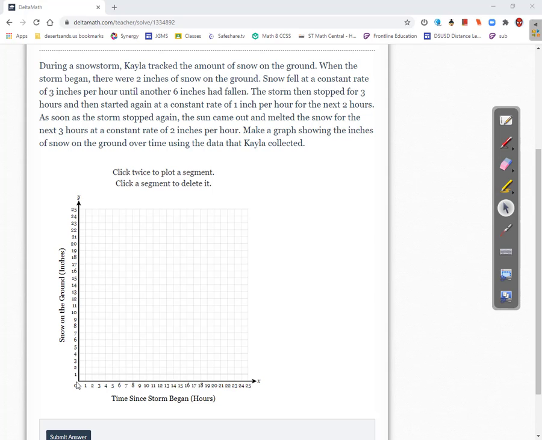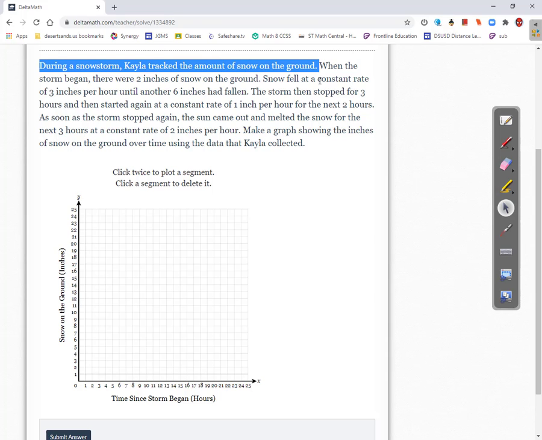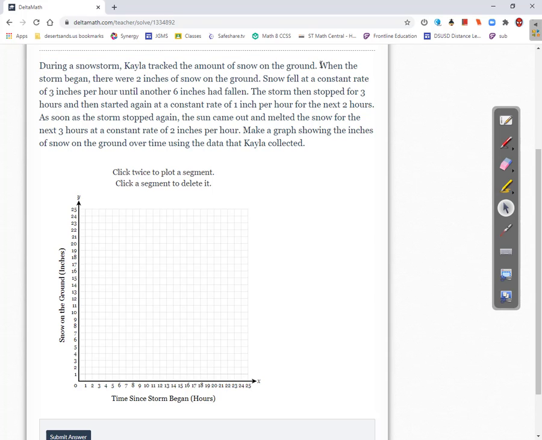Along the y-axis, it starts at 0, and then it increases, but it's measuring the snow on the ground, and that's measured in inches. Okay, so sentence 1. During a snowstorm, Kayla tracked the amount of snow on the ground. Sounds good. No information that we need to apply to the graph, but there we go.